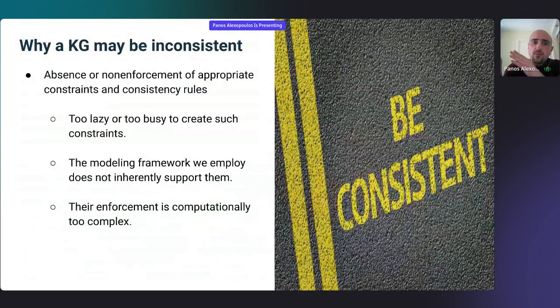Now, why may a knowledge graph be inconsistent? Usually this happens because we don't have or don't enforce appropriate constraints and consistency rules. Either we're too lazy, or we're too busy to create such constraints, or sometimes the modeling framework that we employ does not inherently support it, or the enforcement of such rules can be computationally too complex, especially as you have a very large knowledge graph.